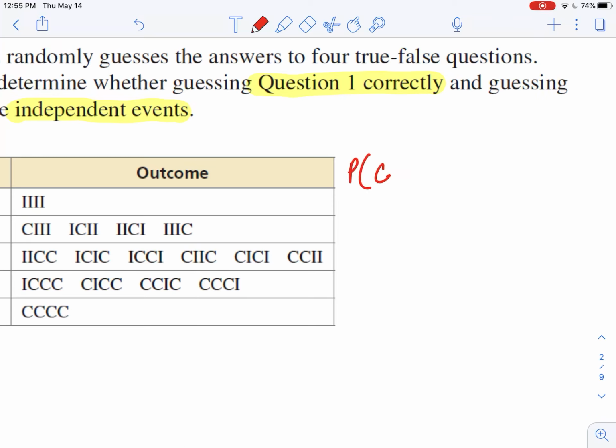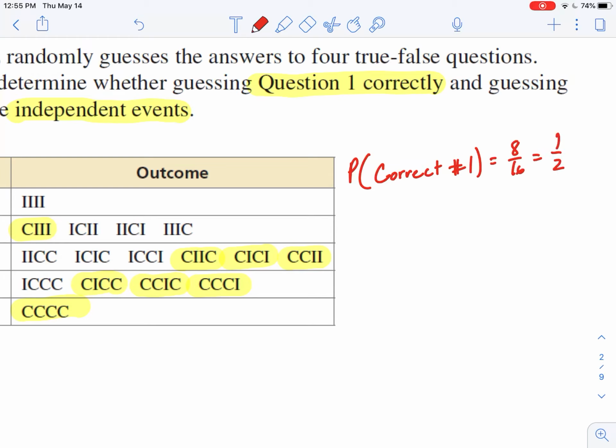So let's zoom in here a little bit and see if we can find the probability of getting question number 1 correct. Let's go through and highlight all the options where question number 1 is correct. So I've got 1, 2, 3, 4, 5, 6, 7, 8. So it looks like the probability of getting question number 1 correct is 8 out of 16, which is 1/2.